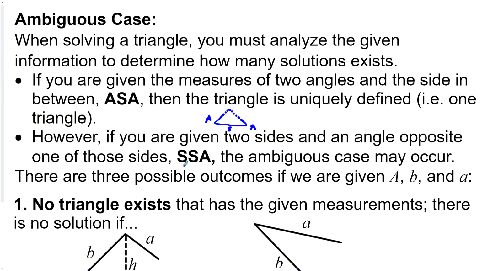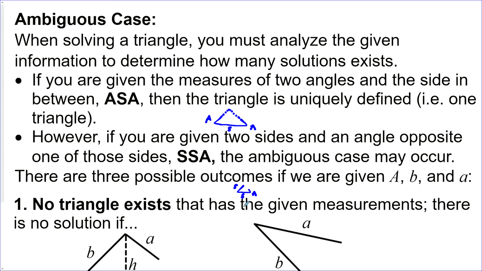If we're given side-side-angle, so we're given a side length, we're given another side length, and then we're given an angle. We don't know how these two side lengths are orientated, and so we don't know what this triangle looks like.